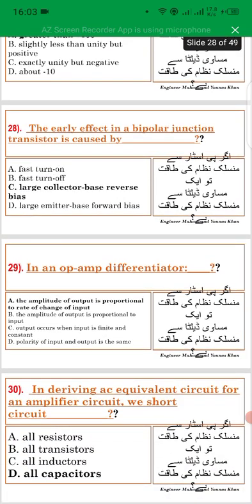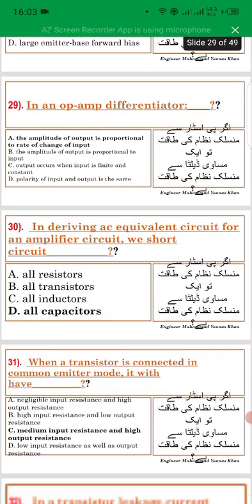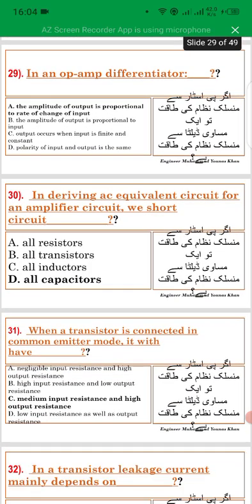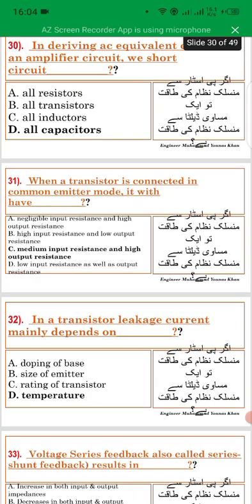The early effect in a bipolar junction transistor is caused by large collector base reverse bias. In an op-amp differentiator, the amplitude of output is proportional to rate of change of input. In deriving the AC equivalent circuit for an amplifier circuit, we short circuit all capacitors.